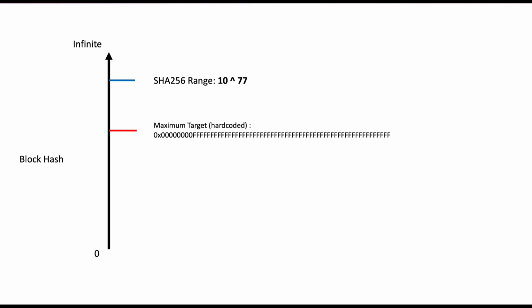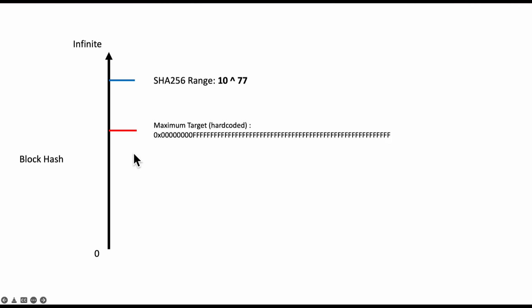So now we can get a conclusion that the value of target can impact the difficulty of mining. Let's see this figure here, how it works. So the range of SHA-256 is from 0 to here. And the range of target is from 0 to its maximum. No matter what nonce is, the hash value got by the nonce and the block header will always be in this range from 0 to this blue line.